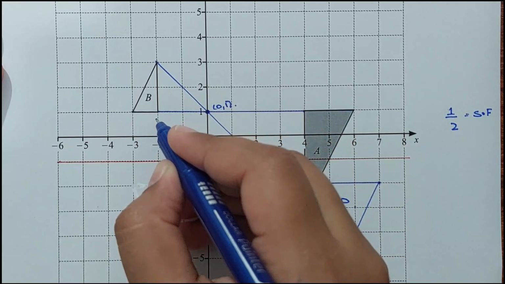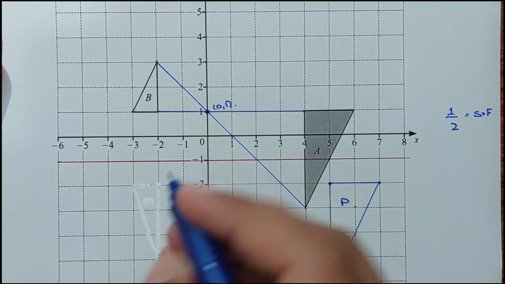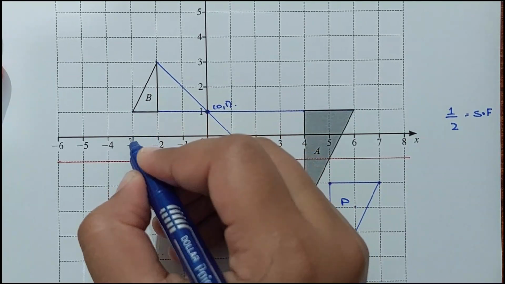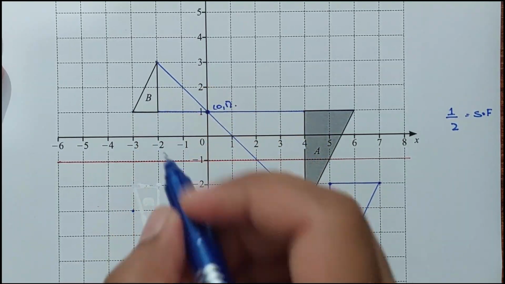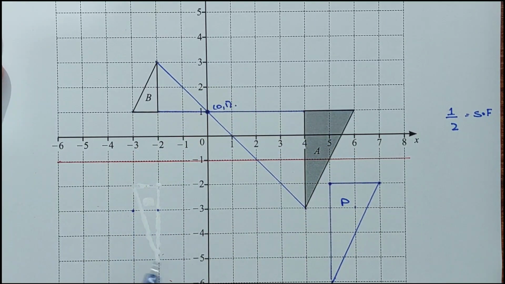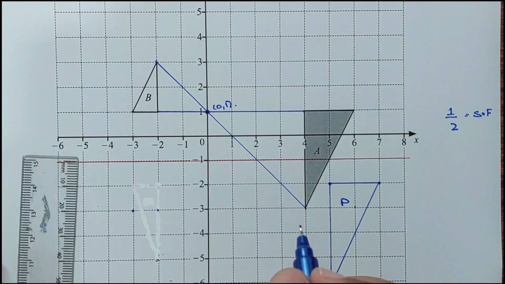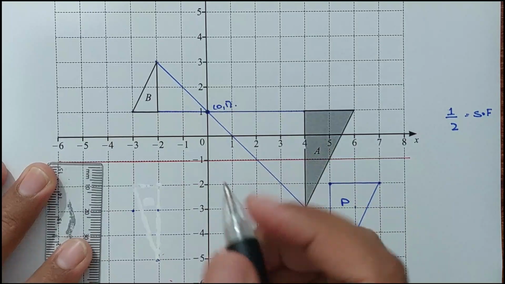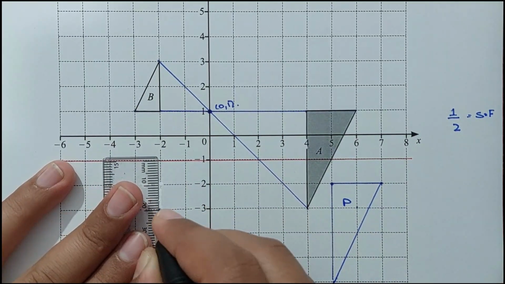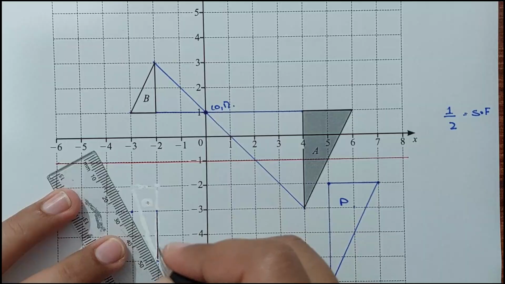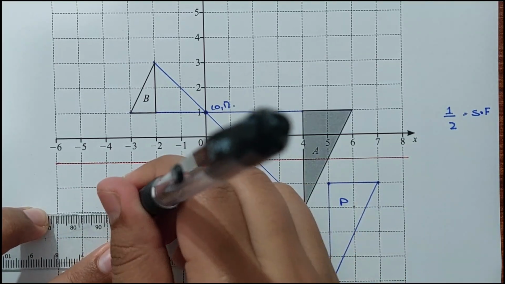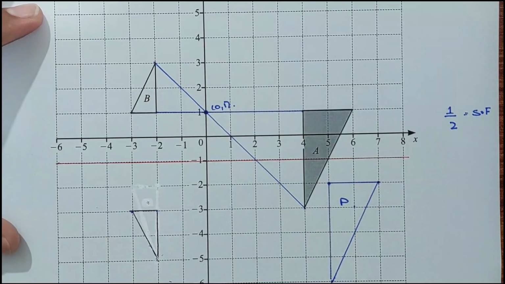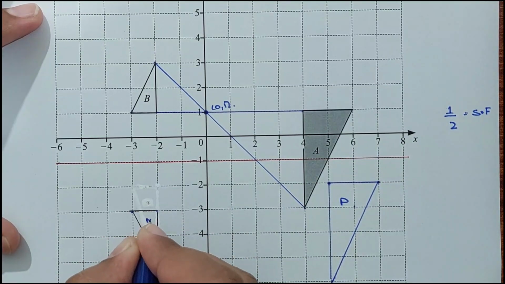Okay, let me do the reflection. It is 1, 2 units, so the next distance is also 2 units from that line. 1, 2 units, so 2 units. And this distance is 1, 2, 3, 4 units. This is 1, 2, 3 and 4 units over here. Right, let me draw this triangle. So that is the shape of the triangle under transformation M, which is a reflection in the line y = -1.